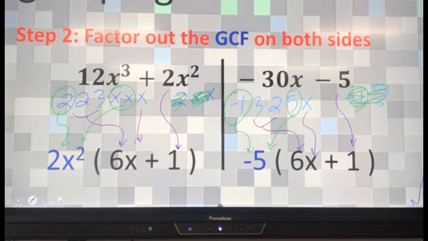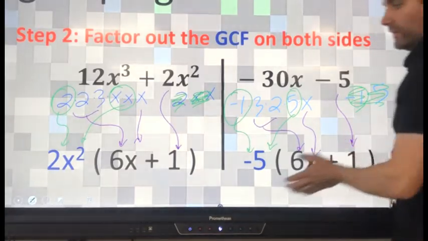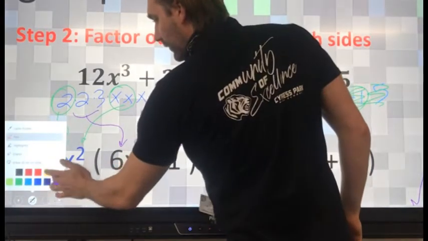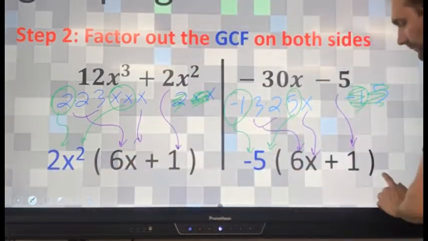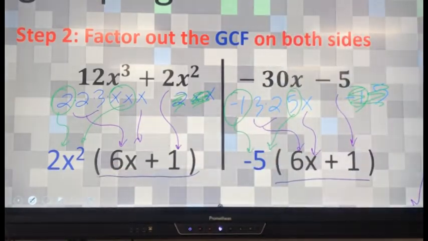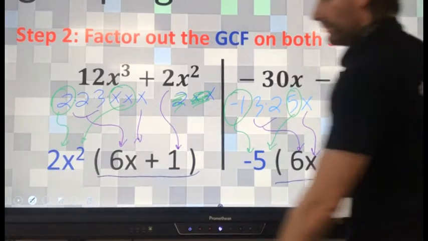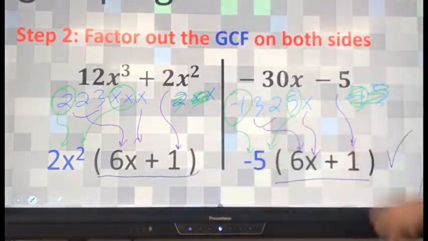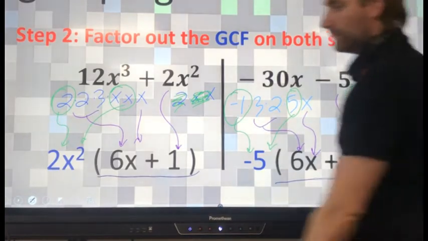Now, factor by grouping has a nice checkpoint to check to see, are you on the right track? Have you done it correctly so far? So if you look in parentheses, what do you notice? They are equal. That's a checkpoint to say, hey, you've done it correctly. If they're not equal, go back and check to see if you missed something or if something's wrong.